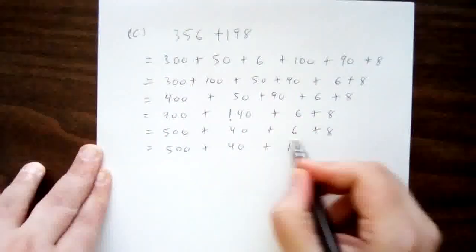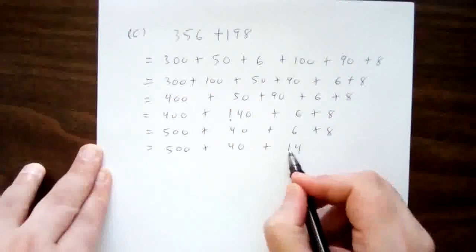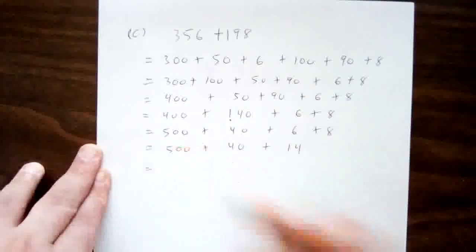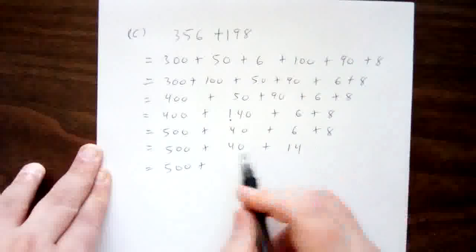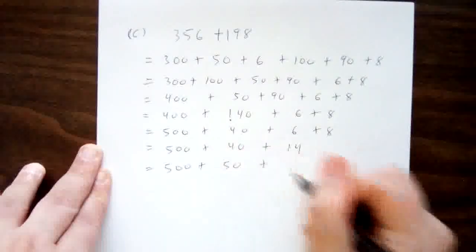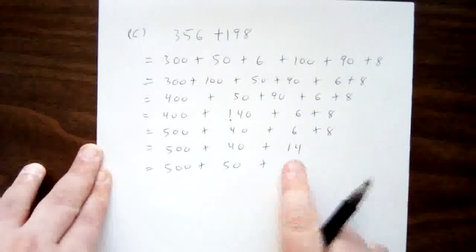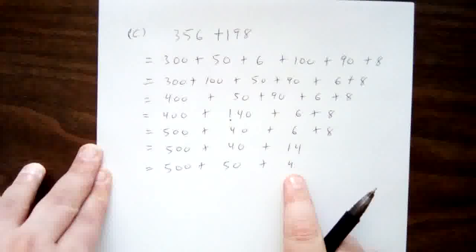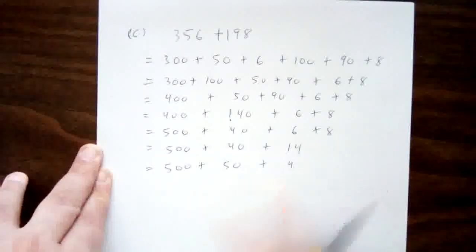And of course, that was too many things to leave in the ones place, so those extra 10 ones we shifted into the tens place. Instead of having 14 ones and 4 tens, we increased the number of tens by 1, and that allowed us to reduce this from 14 to 4. We now have 5 hundreds, 5 tens, and 4 ones.